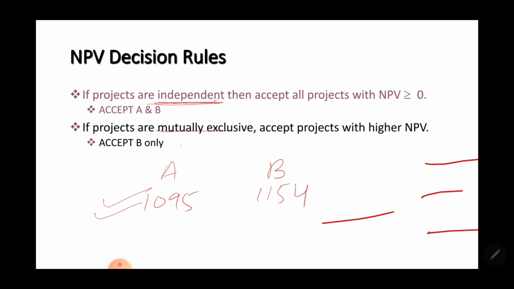But if it's mutually exclusive, then you will accept the project with the higher NPV, because now you can choose only one, so you will choose the one that gives a higher net present value, which is your project B. Okay, so both are positive, but in mutually exclusive, because you can choose only one, you're going to choose the one that is giving you a higher value.